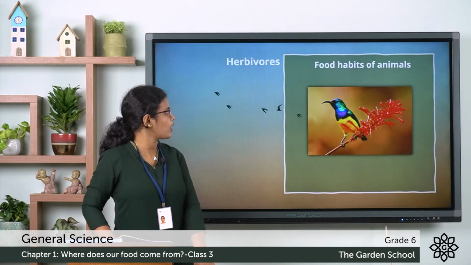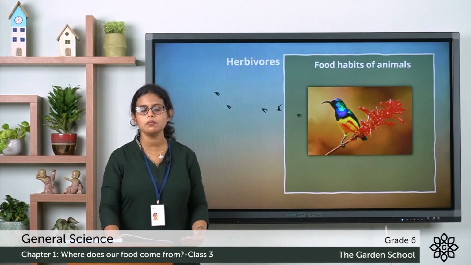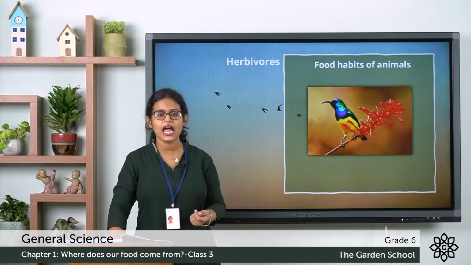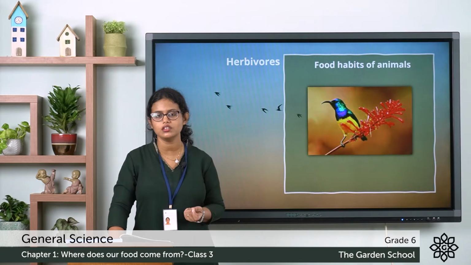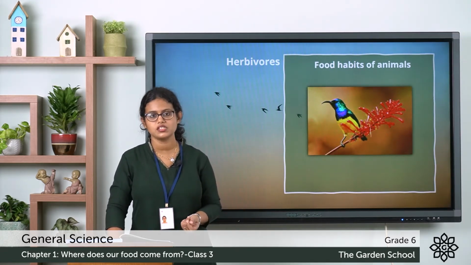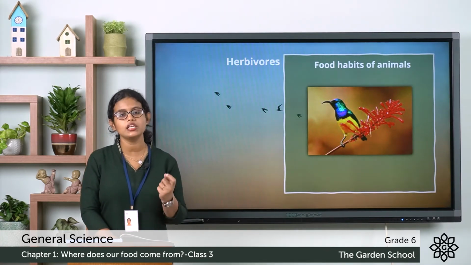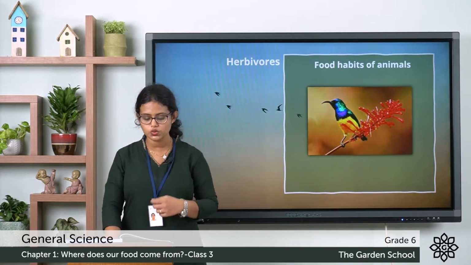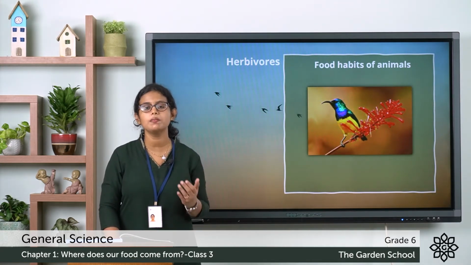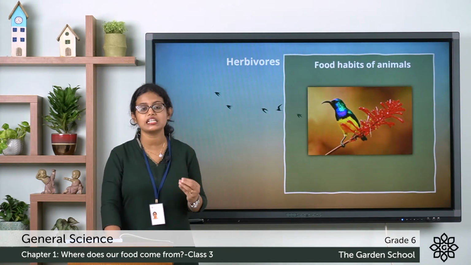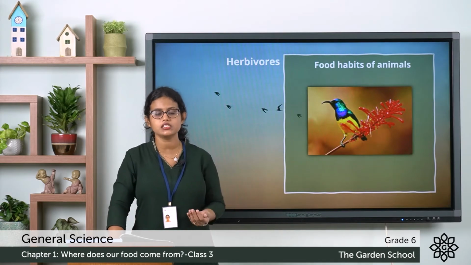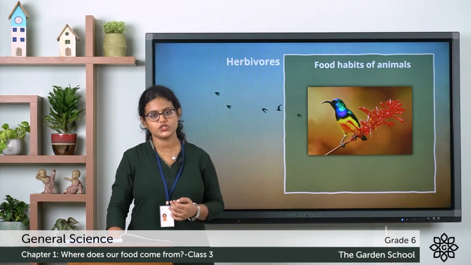Then the next one is sunbirds. It has a long, thin, curved beak and they also feed on nectar from flowers. That long, thin, curved beak helps them to suck the nectar from flowers. So that is all about herbivorous animals, animals that depend on plants for their food. And depending on the food they eat, they have their own body features.